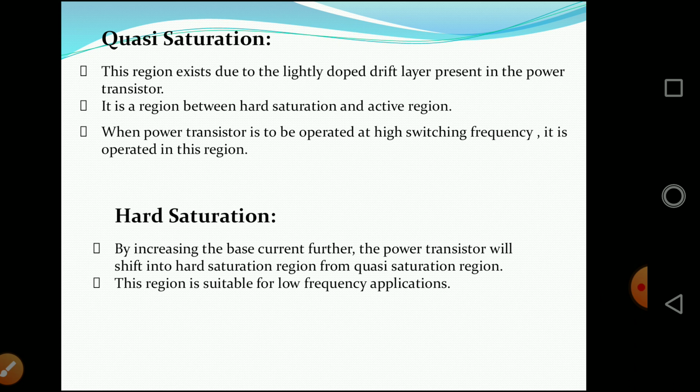Next is quasi saturation. The saturation region is divided into 2 types again, that is quasi saturation region and hard saturation region. So what is the difference?